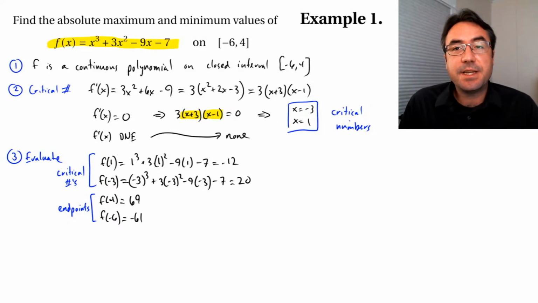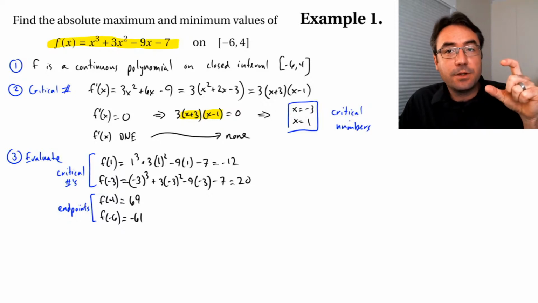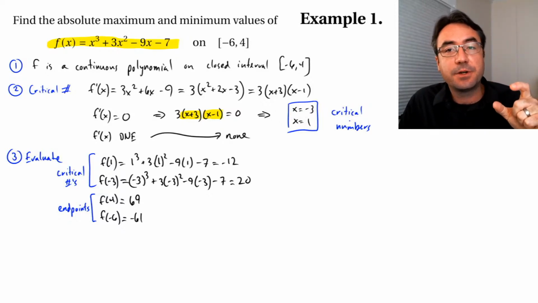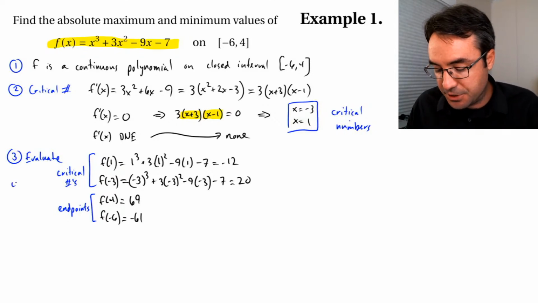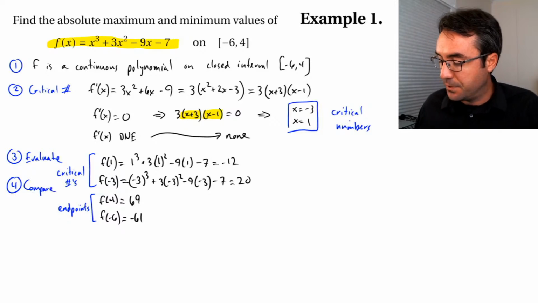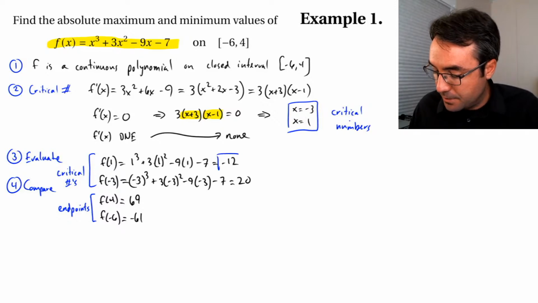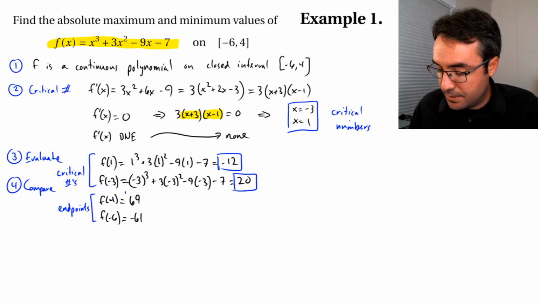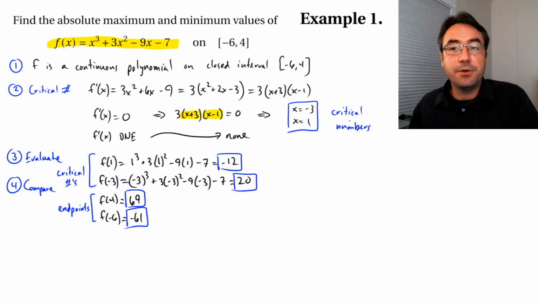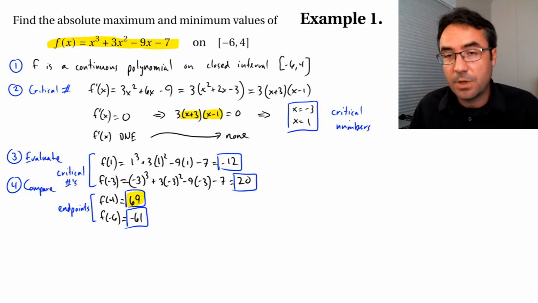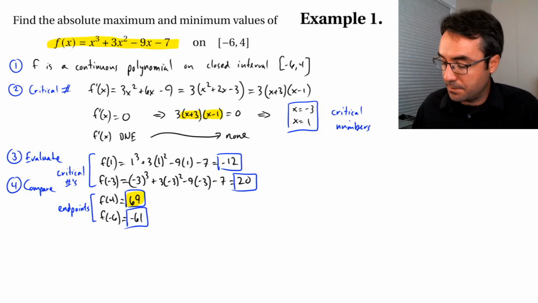And so the very last step then, once we've found the critical numbers, we've evaluated the function at the critical numbers and the endpoints, the very last step then is just to compare the results. So we have 4 values here to compare. Negative 12, 20, 69, and negative 61. The largest of those values is right there at x equals 4.